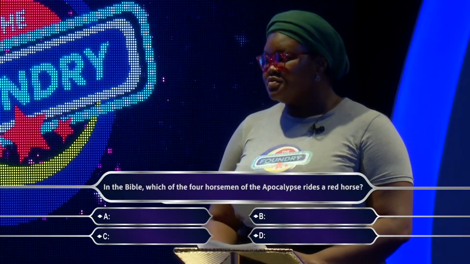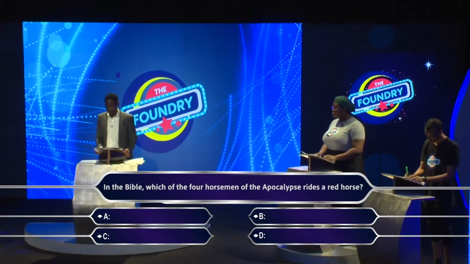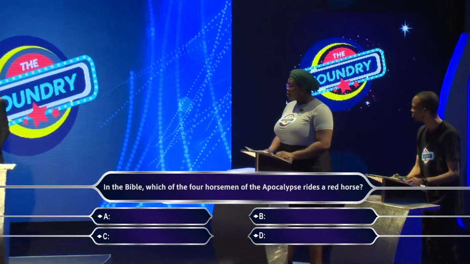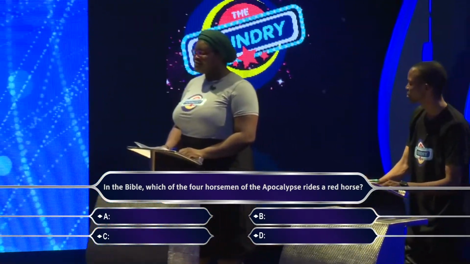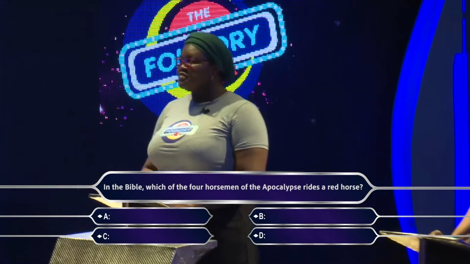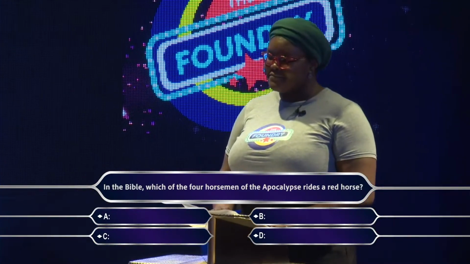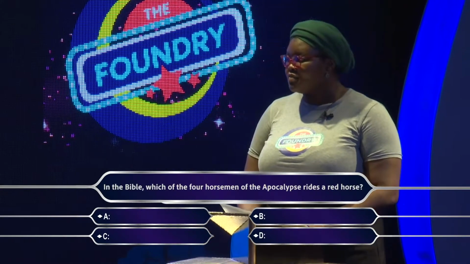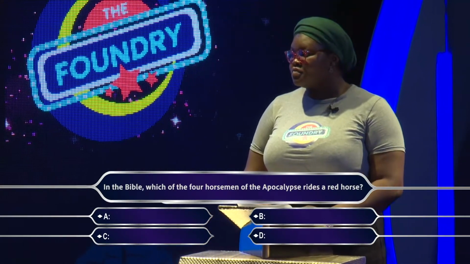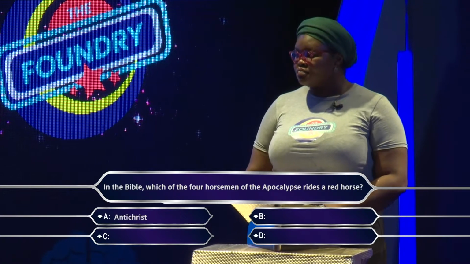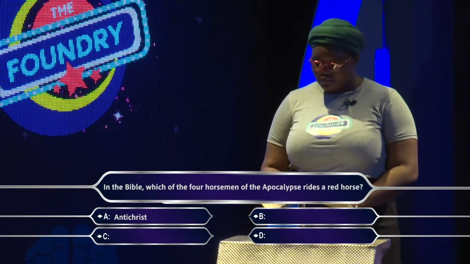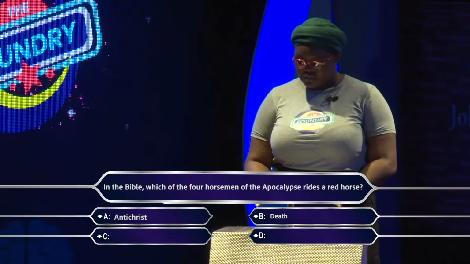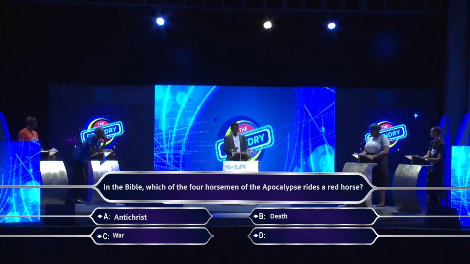Youth Province 1. Question 3. In the Bible, which of the 4 horsemen of the apocalypse rides a red horse? Let me say that again. In the Bible, which of the 4 horsemen of the apocalypse rides a red horse? A, Antichrist. B, death. C, war. And D, tribulation.